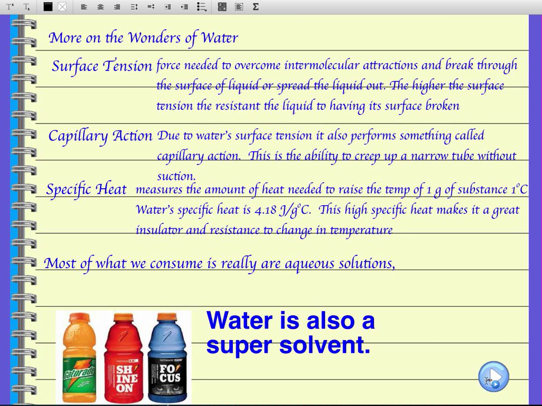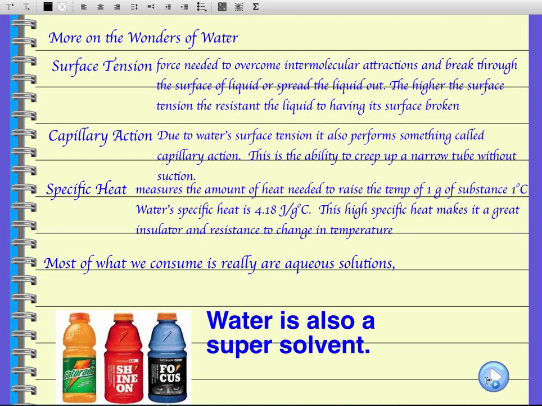Now, the other wonderful thing about water, there are a couple other things we need to look at, is surface tension. Now, surface tension is basically a force needed to overcome the intermolecular force attractions and break through the surface of a liquid or spread the liquid out. Now, we know that water has a higher surface tension simply because if you've ever tried to jump into a pool and do that belly flop, you know that water will push back on you and it hurts.